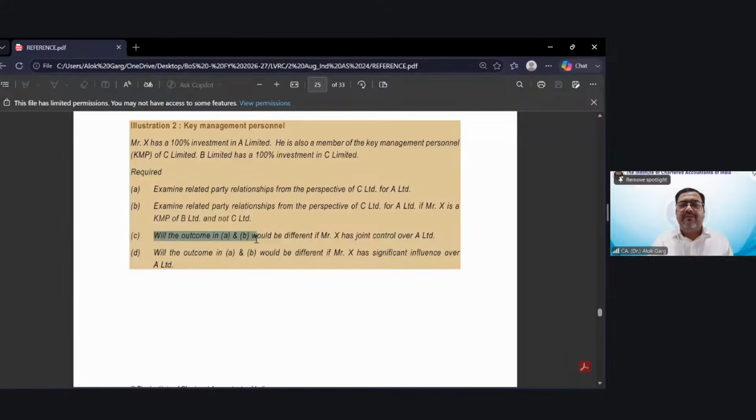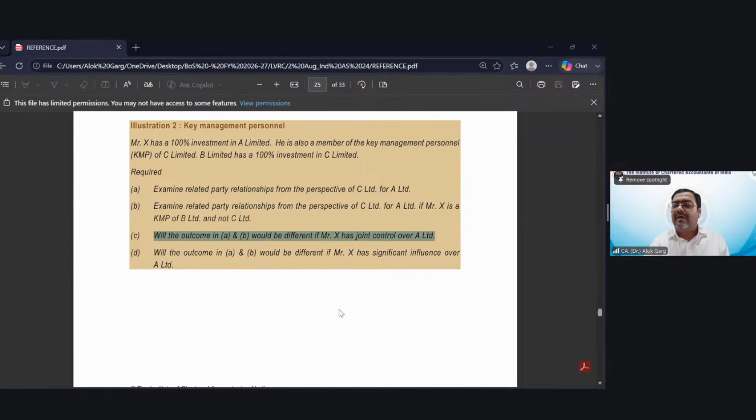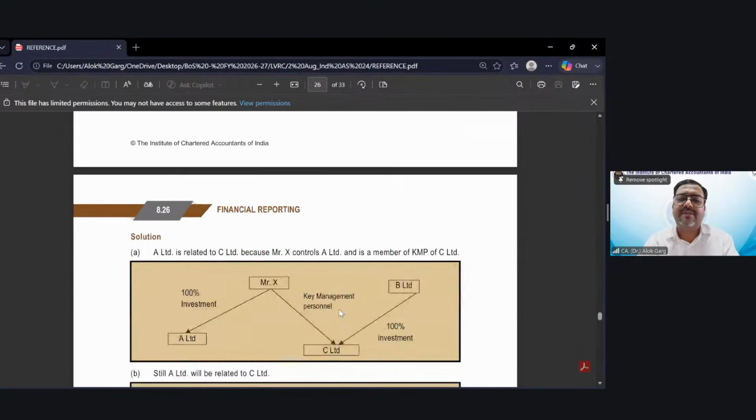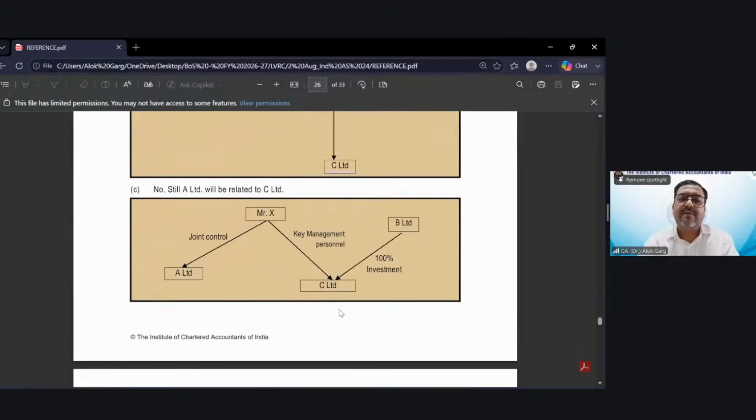Okay, friends. Third, will the outcome in A and B be different if Mr. X has a joint control over A Limited? So instead of control, it is a joint control. Then will the answer be different? The answer will not be different. If it is not a control but a joint control, still the answer will be the same. Still A Limited will be related to C Limited, right? So for control and joint control, the same rule applies.